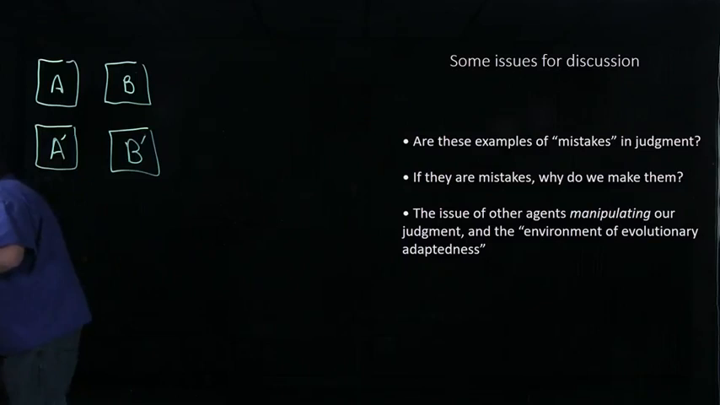You want to test this rule to see whether it's true or false, okay? So the rule that you're going to be given to test is, if a card has a vowel on one side, then it has an even number on the other side.